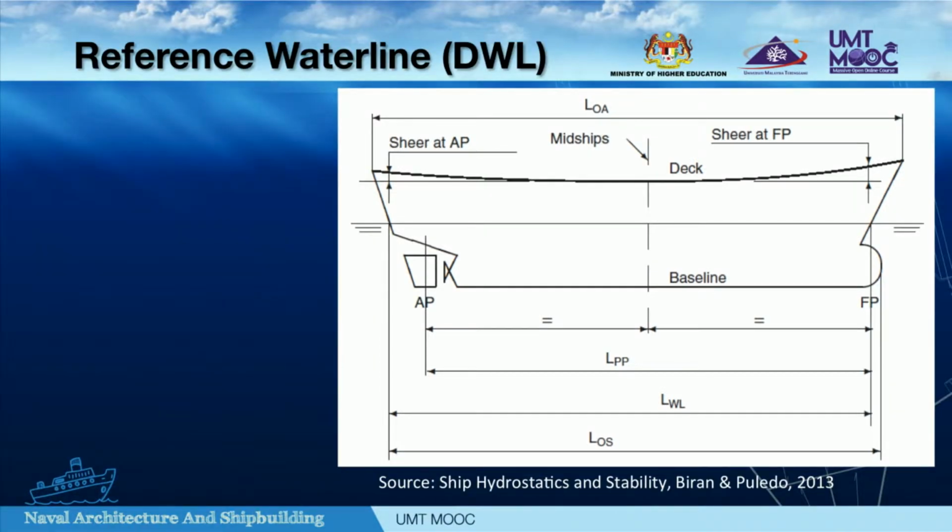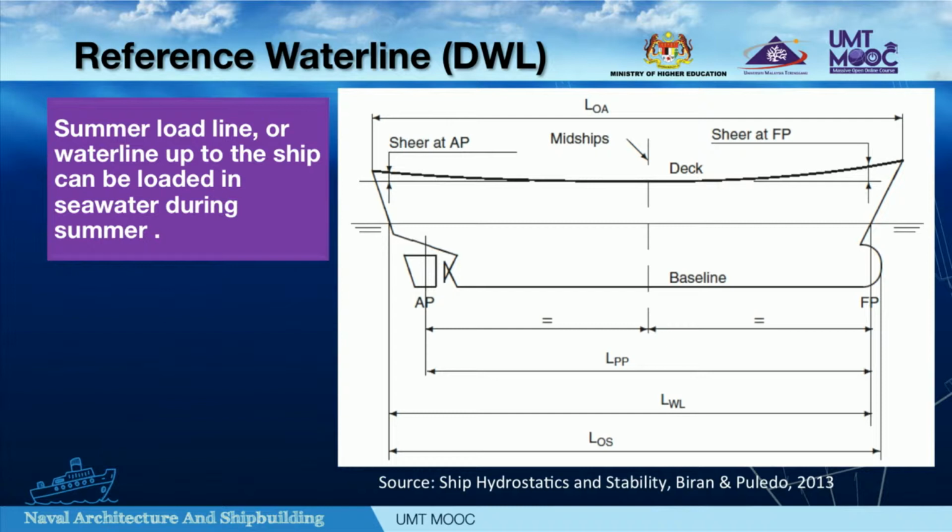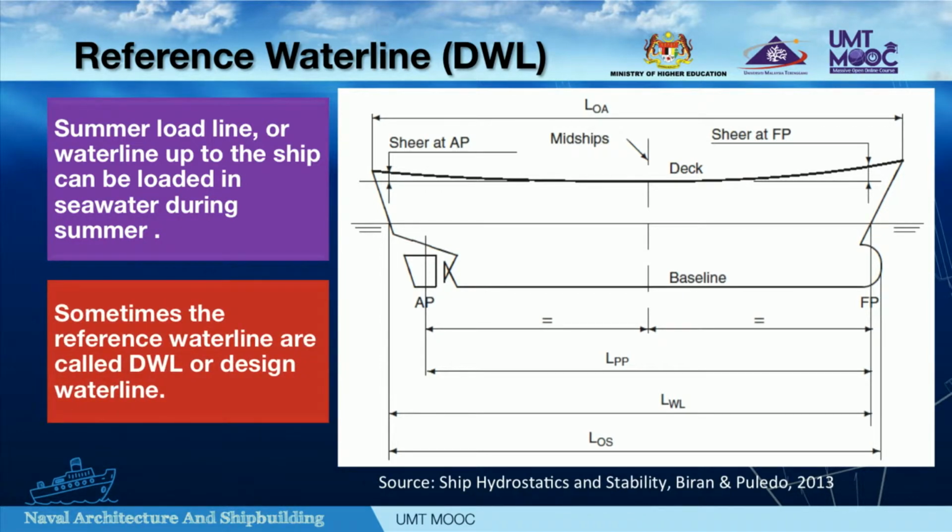Secondly, is the reference waterline. In the international standard ISO 7462, this reference waterline is basically the summer load line. What is the summer load line? Summer load line is the waterline up to which the ship can be loaded in seawater during summer, where the waves are lower than in winter. The load line may change in the later design stage, since this reference waterline is defined in the early design stage. Therefore, the reference waterline is called DWL, or design waterline.